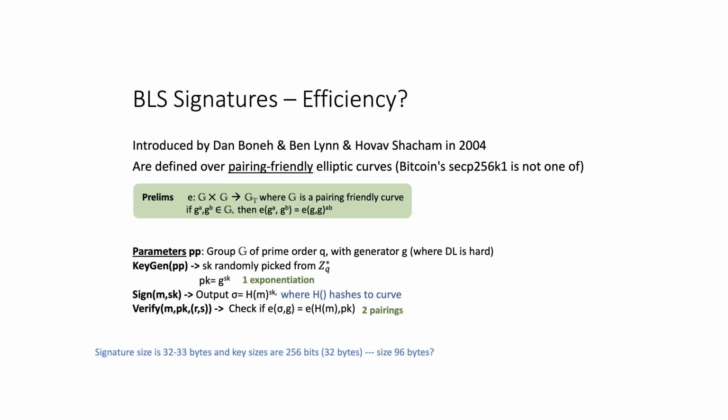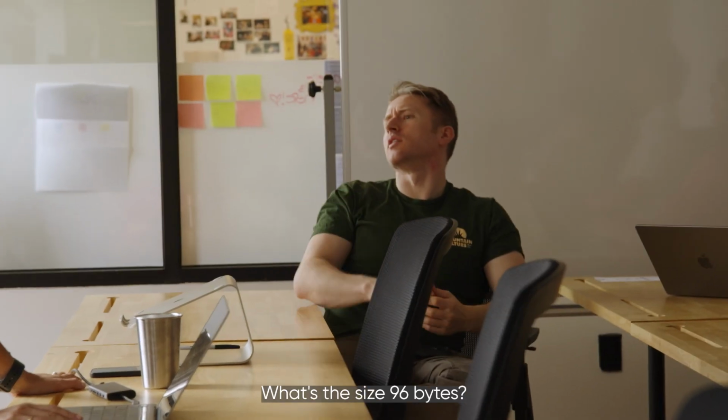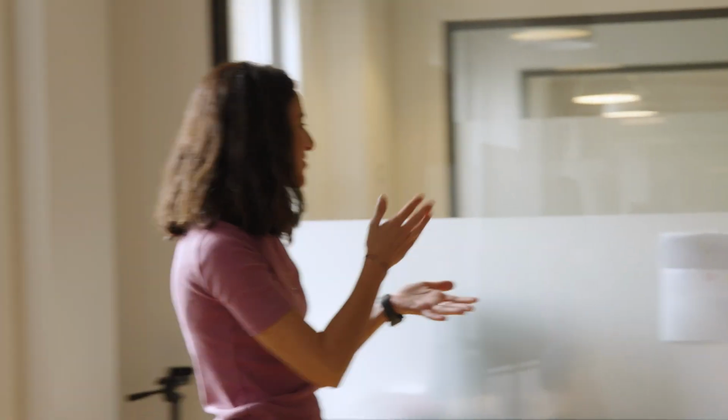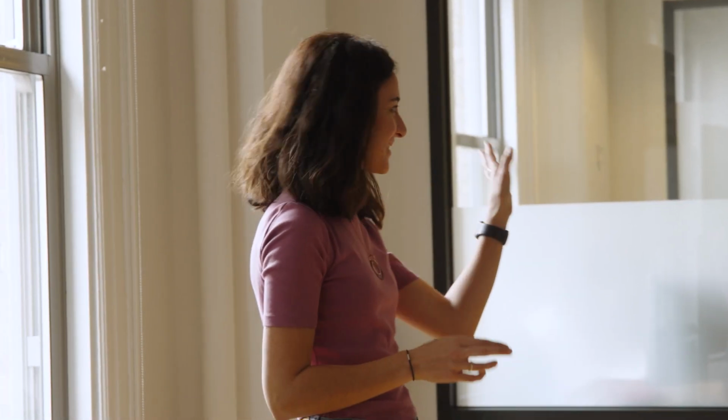Signature size is much smaller, it's like half compared to Schnorr and ECDSA, because it's just one group element. Sorry, I was just counting signature size plus public key plus secret key. Sorry, I should have erased that, but it's ignored.